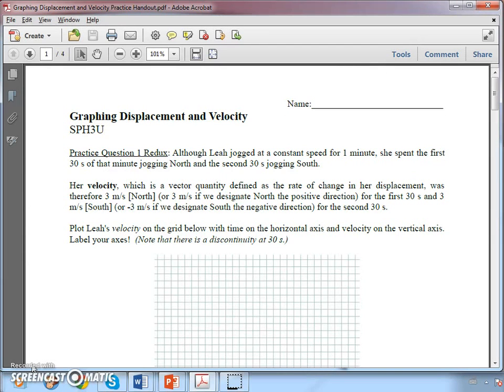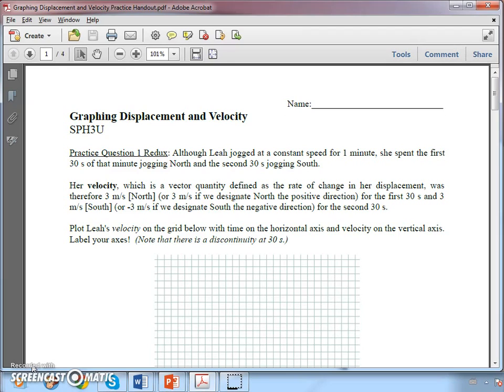Okay, so the first problem. Leah's jogging at constant speed for a minute. She spends the first 30 seconds of that minute jogging north and the second 30 seconds jogging south. Her velocity, defined as the change in her displacement, was 3 meters per second north for the first 30 seconds and 3 meters per second south for the second 30 seconds.